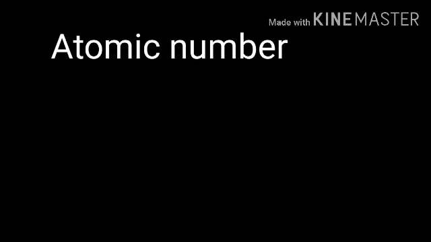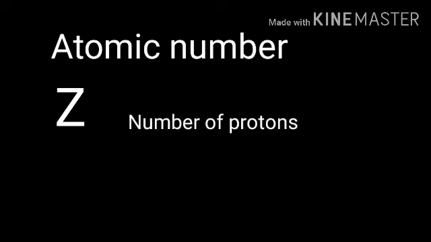Next topic is atomic number. Atomic number is represented as Z. The number of protons present in the nucleus of an atom of an element is called the atomic number. Atomic number is equal to the number of protons, which is equal to the number of electrons.